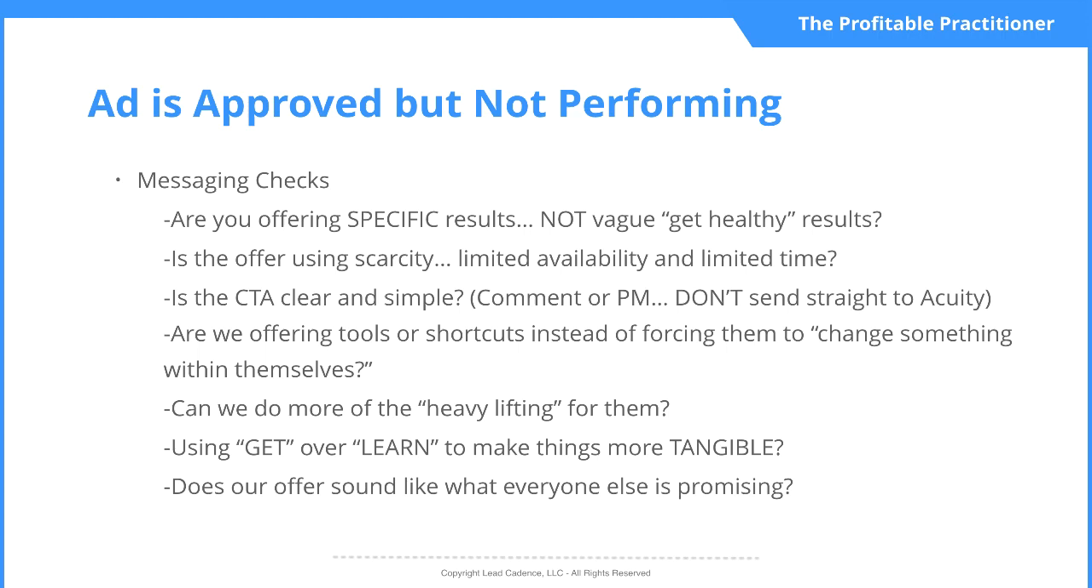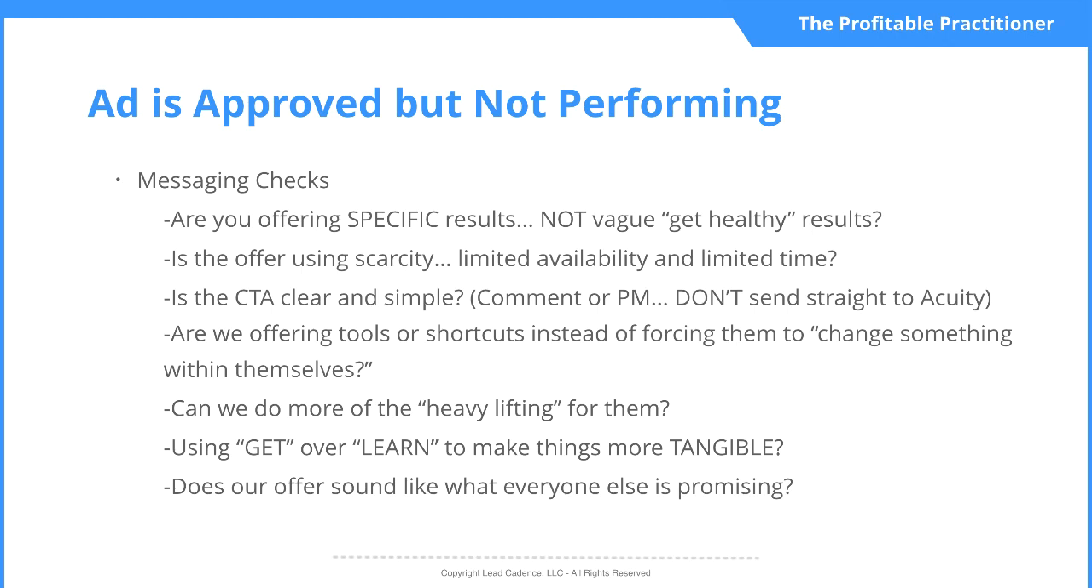The first thing is, are you offering specific results, not vague get-healthy results? We want to make it as clear as possible what the opportunity is for somebody to get away from their present pain. The more clear we can be about what that looks like, the more effective our ad is going to be. If we're just saying, hey, get healthy, have a better relationship with food, that's all fine and good, but get healthy means a whole different number of things to a lot of different people. So we want to be as specific as possible about the results that we're able to get for somebody.